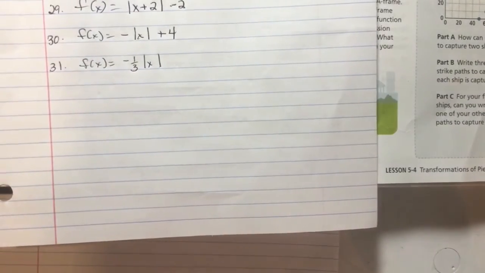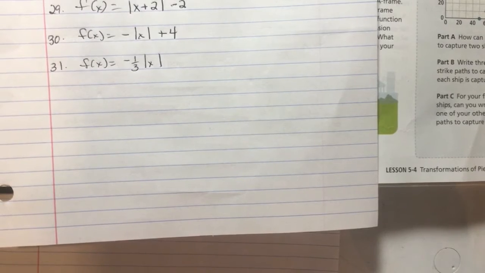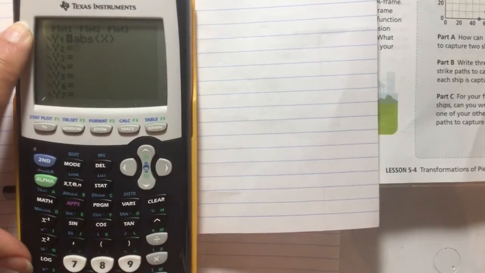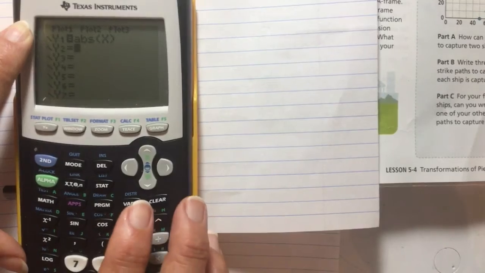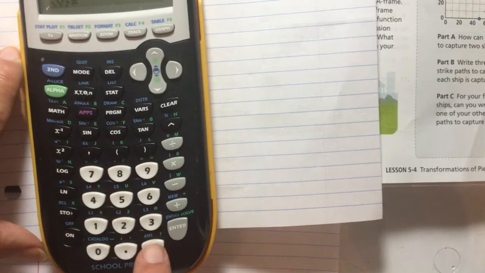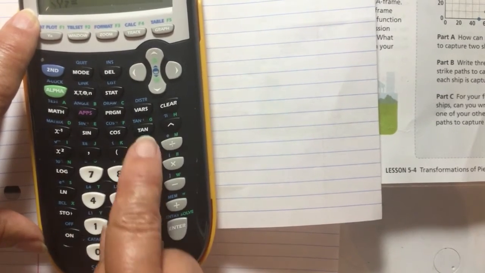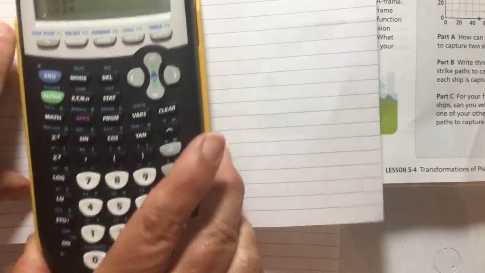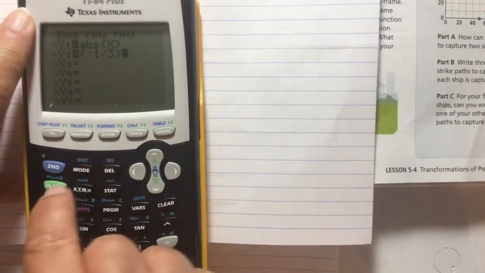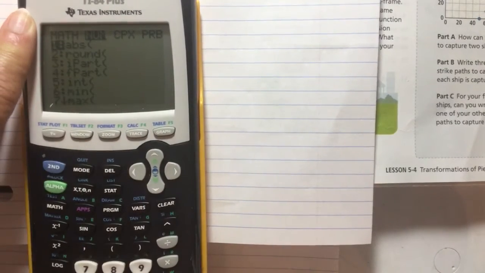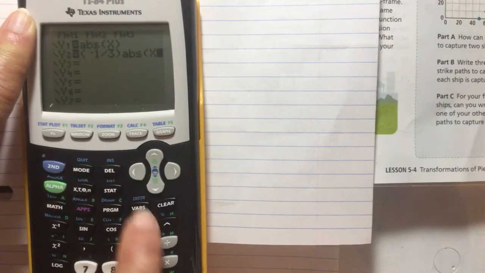And I do want to graph that one with you. So if I look back to where we left off with our notes, I still have the absolute value of x in there. I'm going to leave that in my first one. For the second one, absolute value, before I do that, I want to put in -1/3. Parentheses, make sure you use negative and not minus. 1/3 is 1 divided by 3. Now I want the absolute value of x. Remember, you would go to the math, number, absolute value is the first one, and then the x.